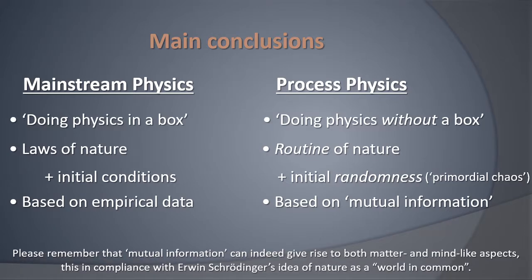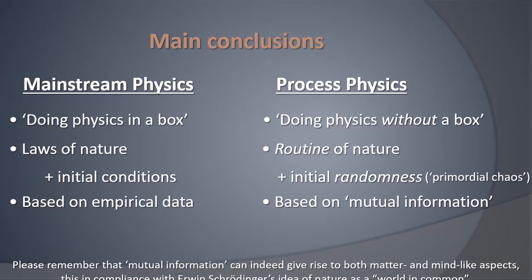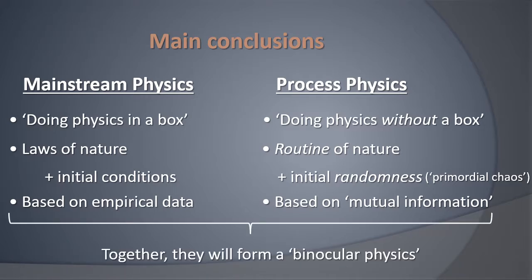And although process physics can indeed be seen as an alternative for a conventional physics in a box, it can also serve as a complementary way of doing physics. Like so, we can get a binocular physics, in which physics within and without a box can be each other's standard of comparison. The link with Erik Verlinde's alternative theory of gravitation, for instance, can be seen as a promising illustration of this.